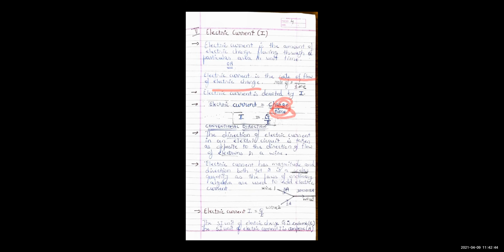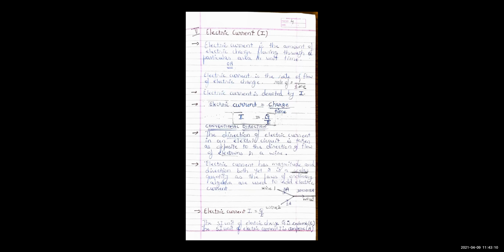So electric current, you can write it as the amount of charge flowing per unit time, or you can write it is the rate of flow of electric charge. So children, this is the first formula of the chapter, that is I equals to charge, which is represented by Q, time is represented by small t, and current is represented by capital I. I equals Q by t, right?